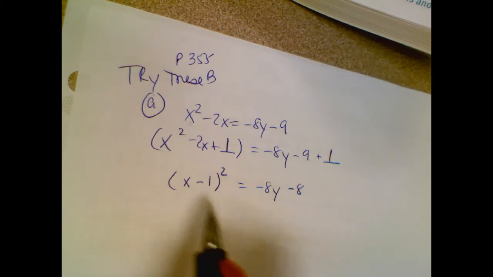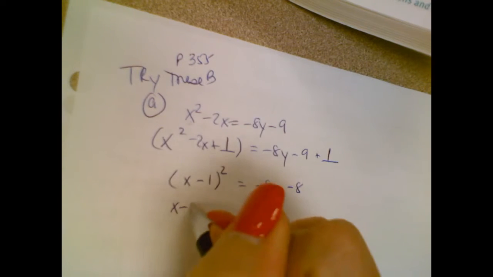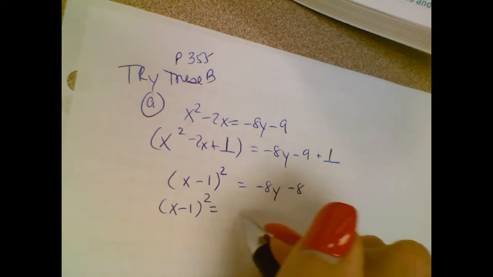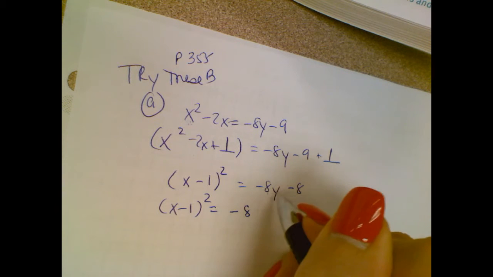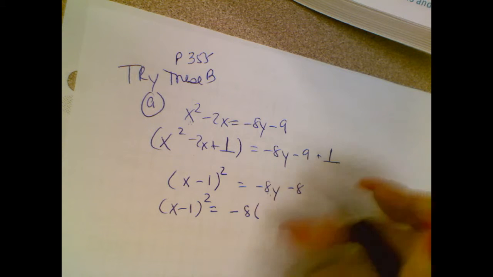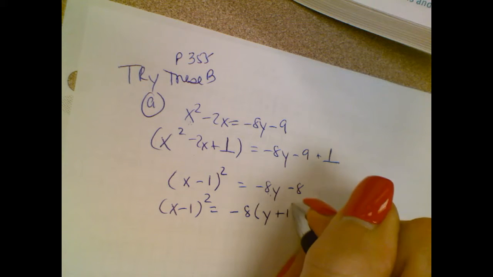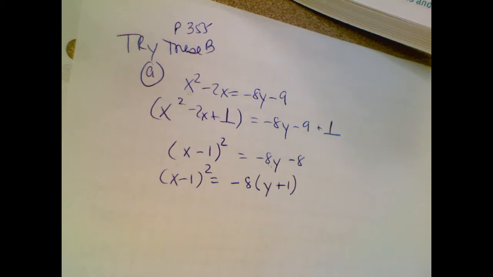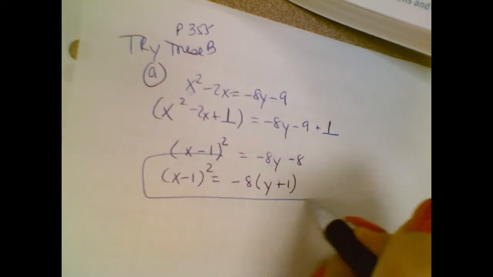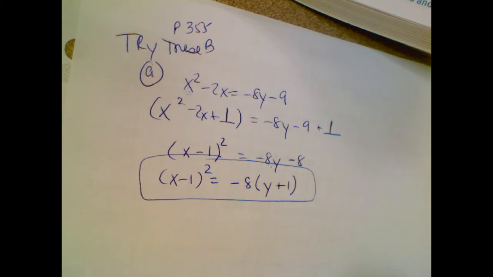Now, this side looks beautiful. I love it like this. But this side, we need to factor out whatever that number is in front of y. We need this to be a 1. So you're going to take a -8 out of this, and you're going to get y plus 1. So this is ready to go and ready to graph, but we're not graphing it.